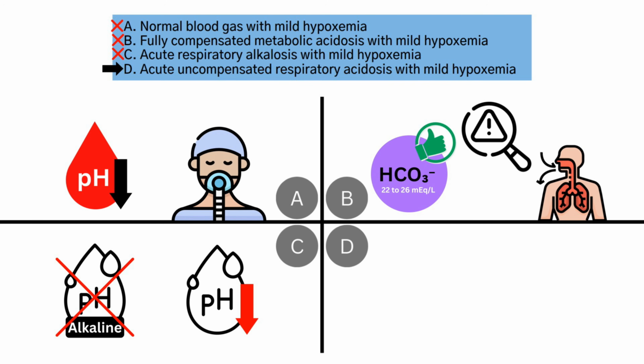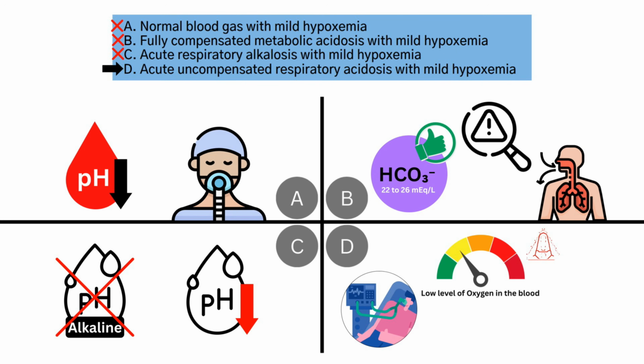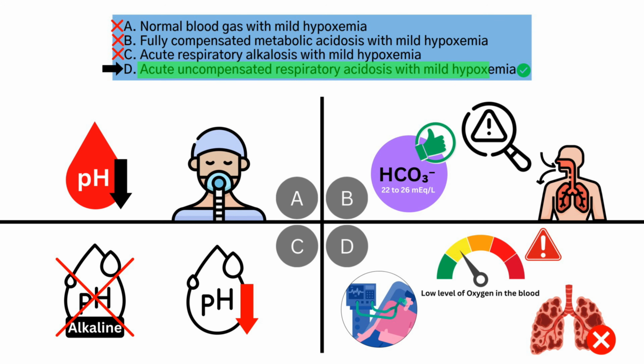Because the patient's condition is uncompensated and associated with hypoxemia, this is serious and could progress to respiratory failure if not addressed. The correct answer is D. Acute uncompensated respiratory acidosis with mild hypoxemia.